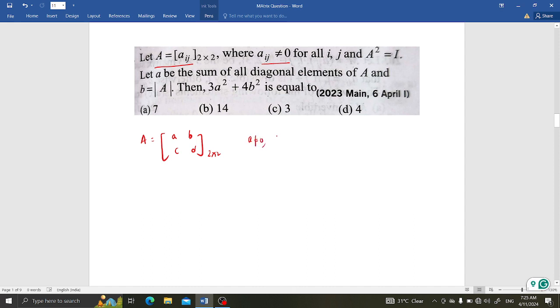A has to be non-zero, B has to be non-zero, C has to be non-zero, and D has to be non-zero. This is the first property that you need to satisfy. And the second property is that A square has to be identity. This is the first property, and the second property is this one: A square equal to I.